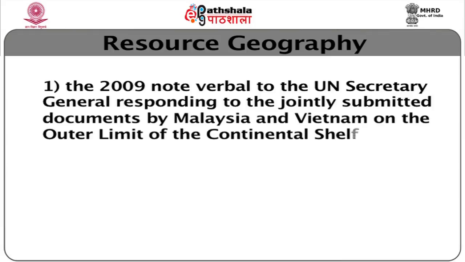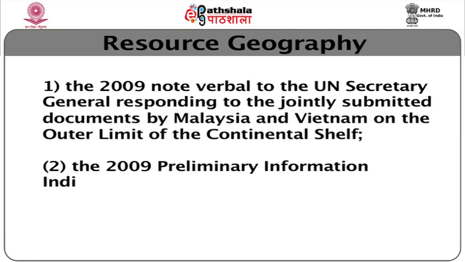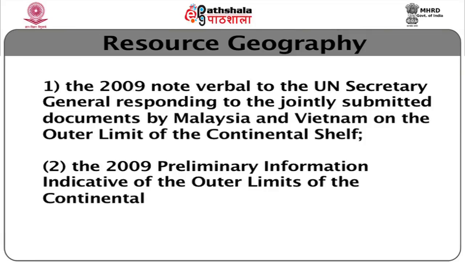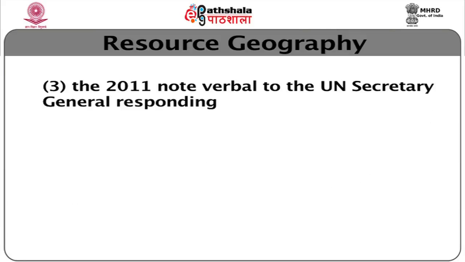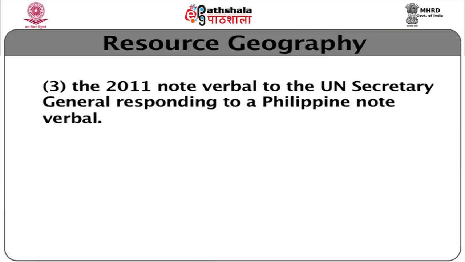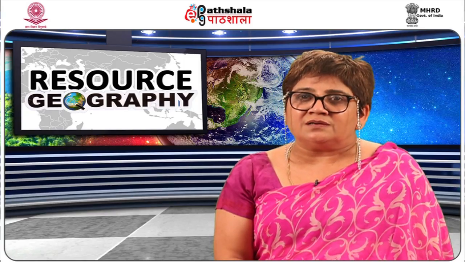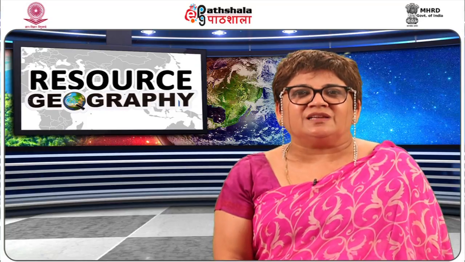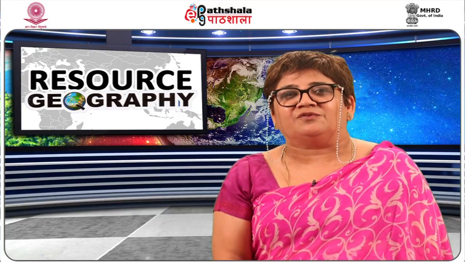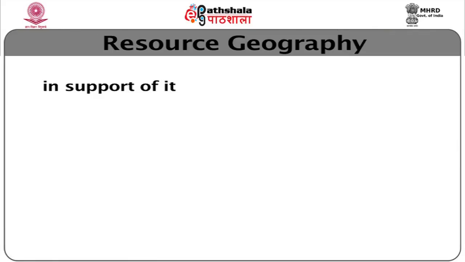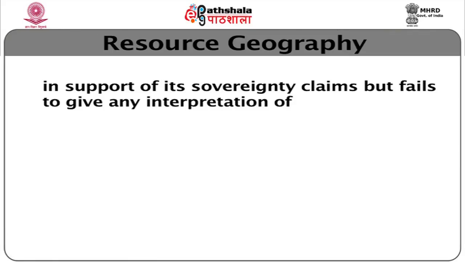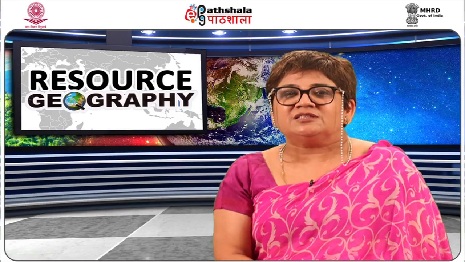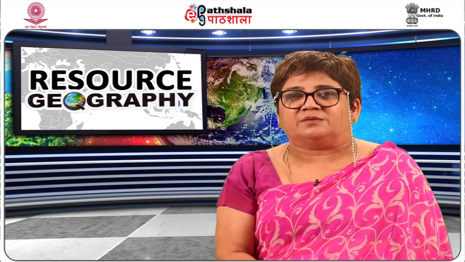Malaysia and Vietnam on the outer limit of the continental shelf. The 2009 preliminary information indicative of the outer limit of the continental shelf, and the 2011 note verbale to the UN Secretary General, responding to a Philippine note verbale. The first document provides a Chinese map with the nine dashed lines issued in 1947 in support of its sovereignty claims. But what is to be noted is that it fails to give any interpretation of it. It was simply a map, some lines drawn, no interpretation.